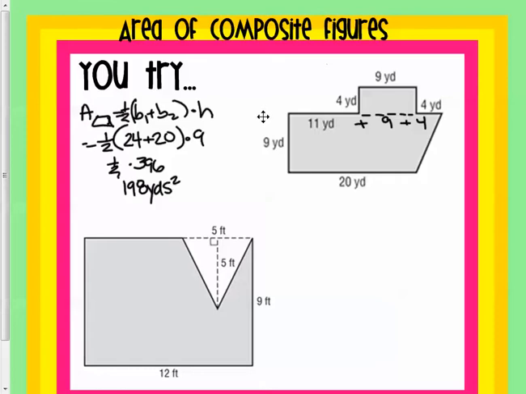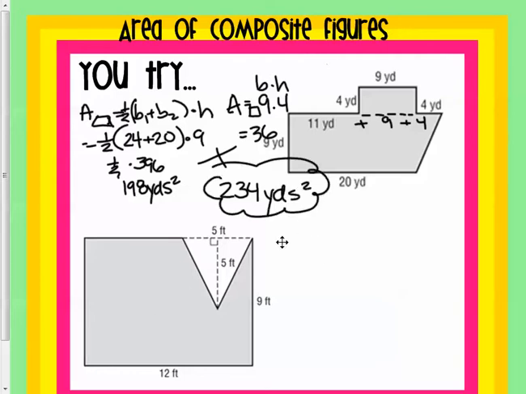So that's the trapezoid. For the rectangle, it's 9 by 4 because it's the base times the height, or the length times the width. 9 times 4 is 36. Add 36 to the 198, and I get a total of 234 yards squared.